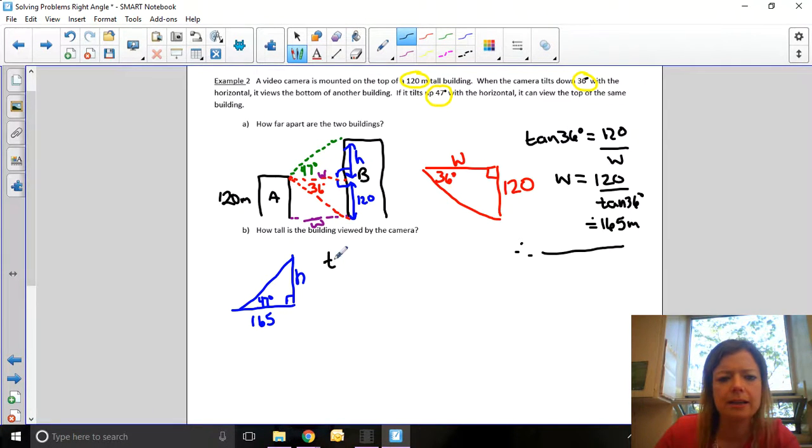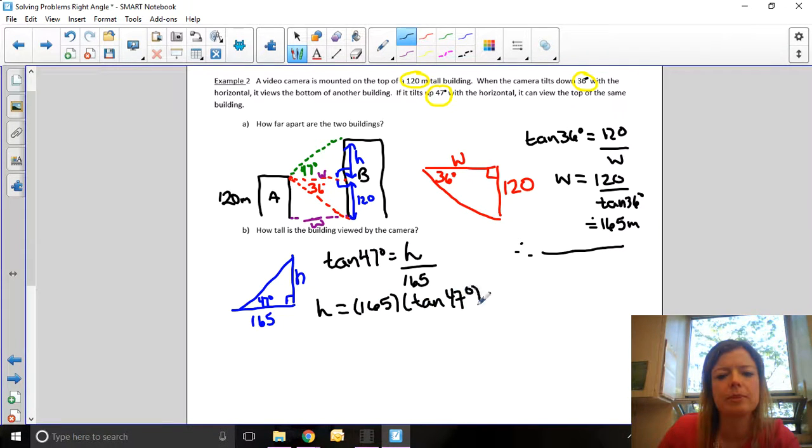So tan of 47 degrees equals opposite, which is H, over adjacent, which is 165. So H is equal to 165 times tan of 47 degrees, since I am just multiplying both sides by 165. You put that in your calculator and you get approximately 177. So be careful, that's not the final answer. Remember, that's just the height of how big this is above the building. So I have to add that to the 120 to get the total height of the building.